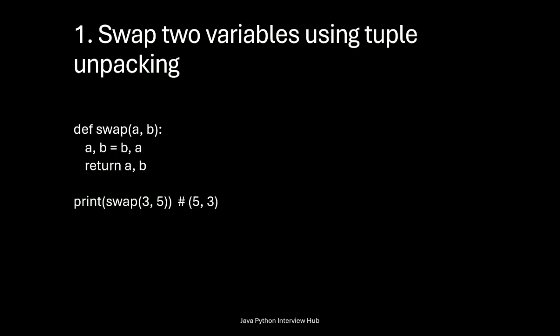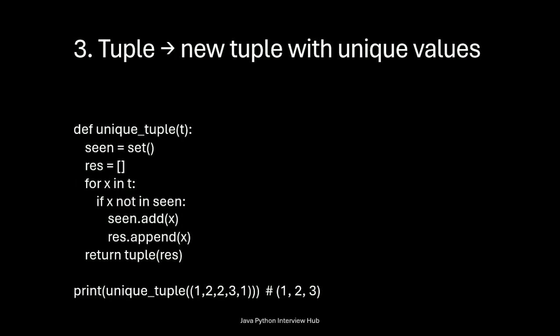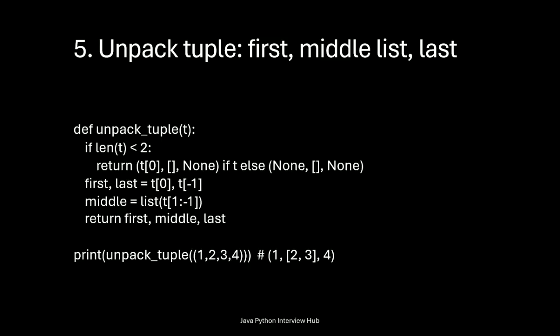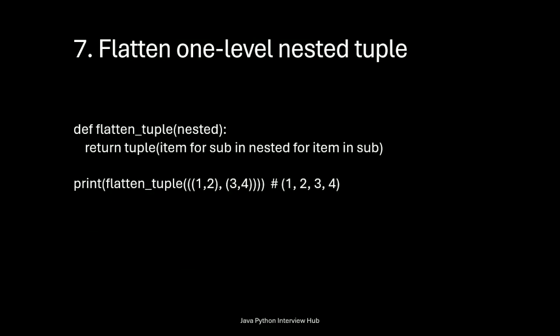Swap two variables using tuple unpacking. Next is convert a list of tuples to a dictionary. Third one, new tuple with the unique values. Fourth one, second largest value in a tuple. Unpack tuple into first, middle list, and the last one. Then count occurrences in tuple without count. Next is flatten one level nested tuple.